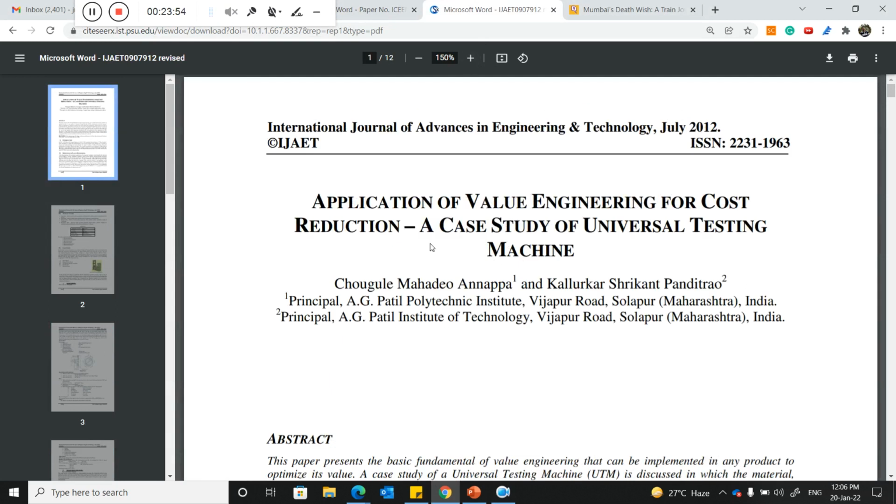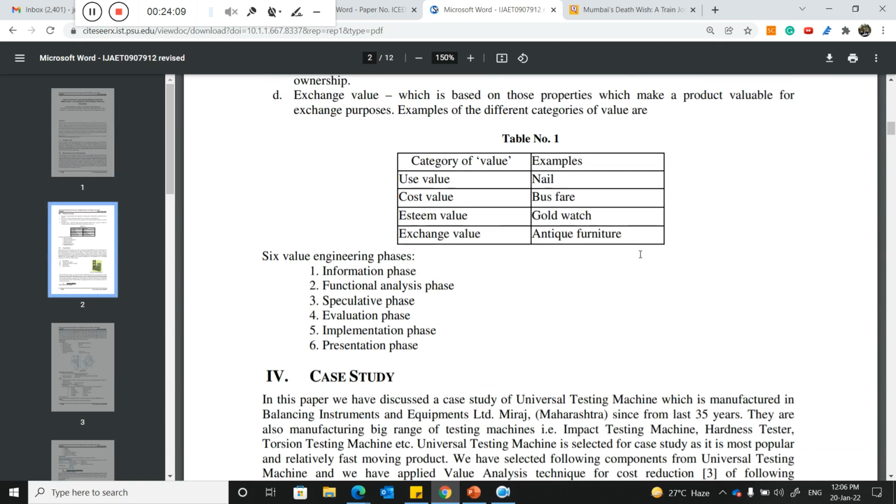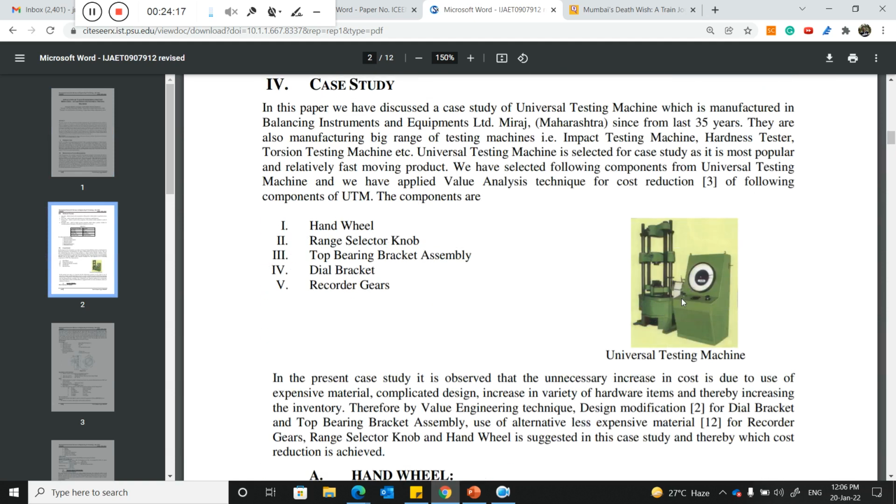This is one article: Application of Value Engineering for Cost Reduction, a Case Study of Universal Testing Machine. I think everyone is aware of the universal testing machine, right? And I hope you performed the practical in some of your classes. These are some of the elements we considered for value engineering: hand wheel, range selector knob, top bearing bracket assembly, dial bracket, and the recorder gear.